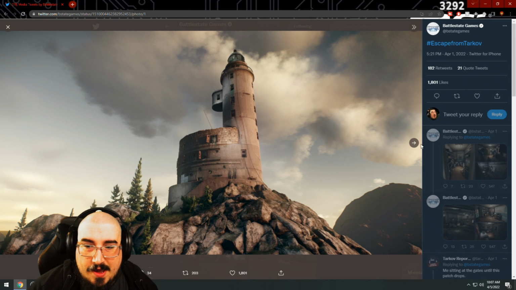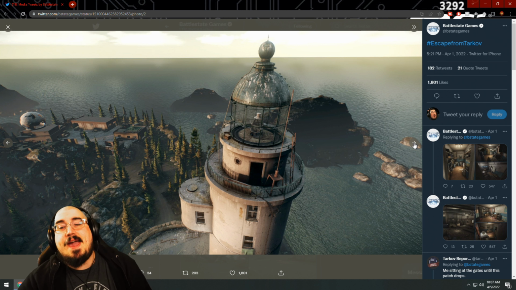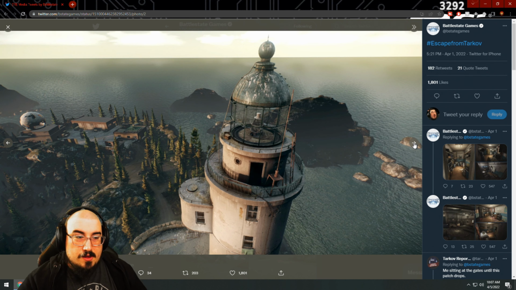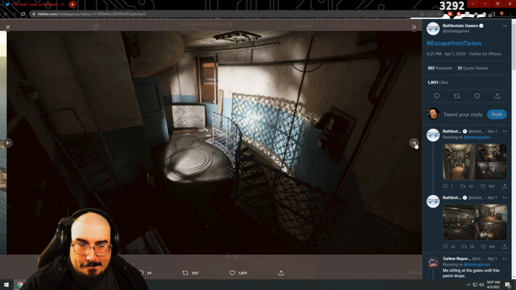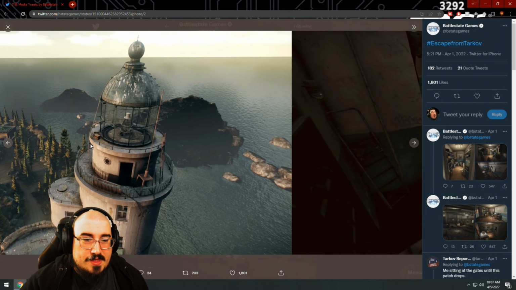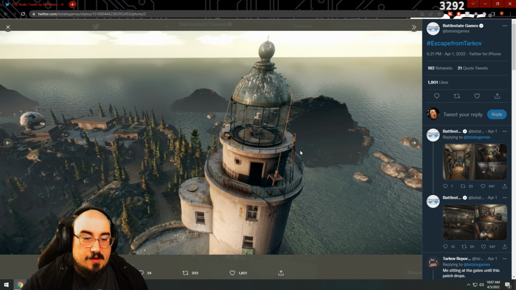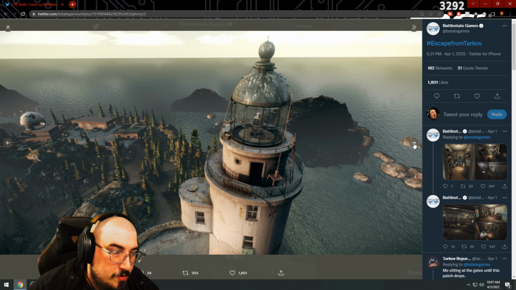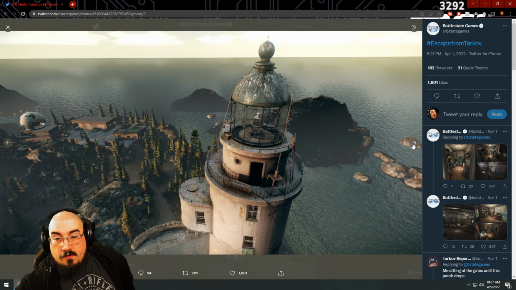All right, so this is the Lighthouse, which is what they're going to be adding for us to be looting. So look at all this right here. This is going to be perfect to snipe people from across the map. Three bosses? Well, there's going to be two of them.